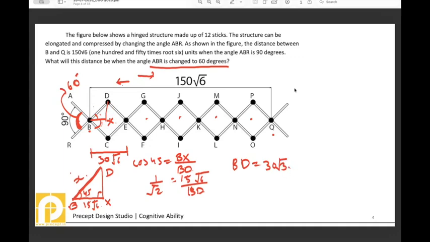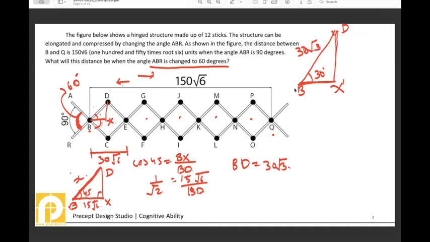In the new condition, when the angle ABR becomes 60 degrees, this angle becomes 30 degrees. This is the same triangle BD and X dash when the angle changes. So in this condition, I know BD, which is 30 root 3.